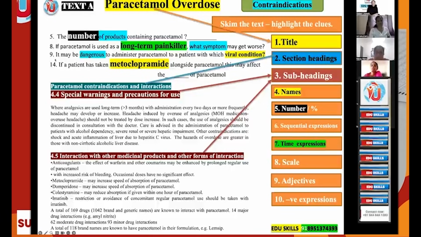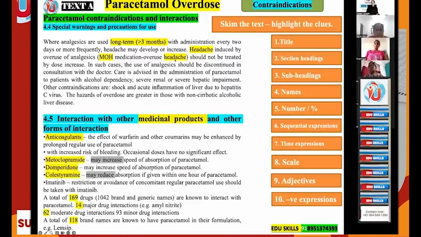So you have to look for a symptom. And the 9th one: it may be dangerous to administer paracetamol to a patient with which viral condition? So the name of a viral condition will be the answer. You have to look for only a viral condition. Here again you have the name of a medication. If a patient has taken metoclopramide alongside paracetamol, this may affect dash of paracetamol. You see MOH is the abbreviation, and headache is there, repeated here.